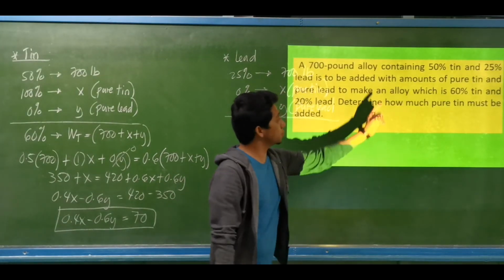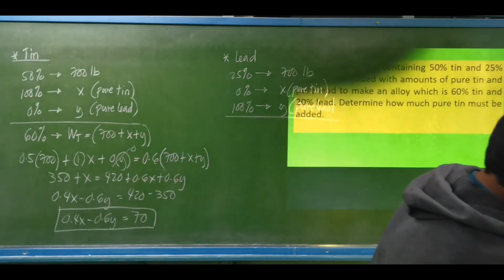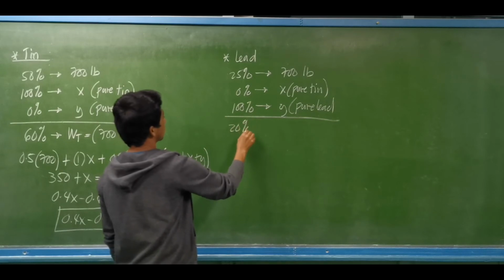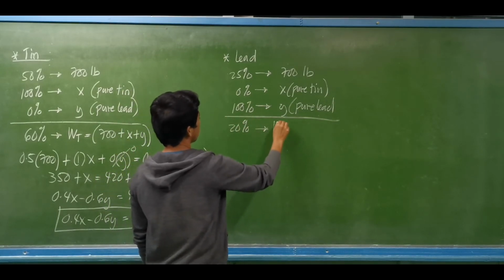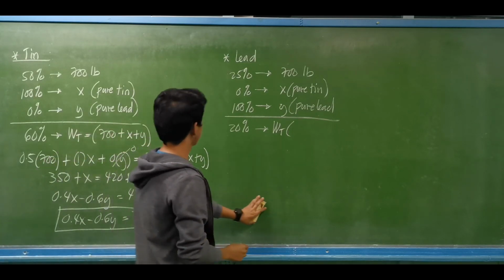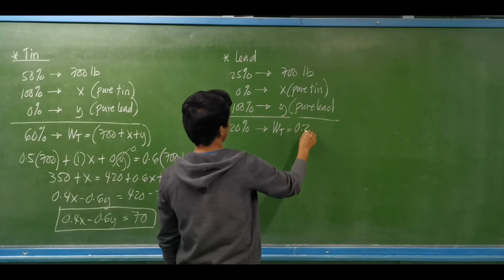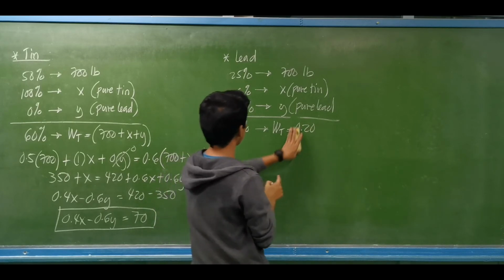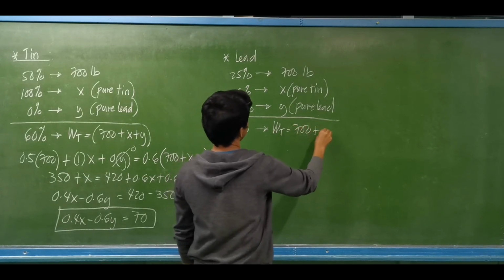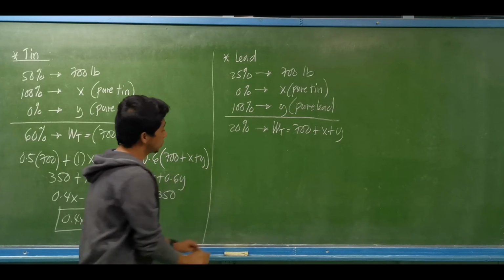And the resulting mixture, according to the problem, is 60% tin and 20% lead. So the resulting mixture should be 20% lead. That is 20% of the total weight. So what will be our total weight? That is 0.20, or 20% of the total weight. You have 700 plus X plus Y. So this will be our equation.